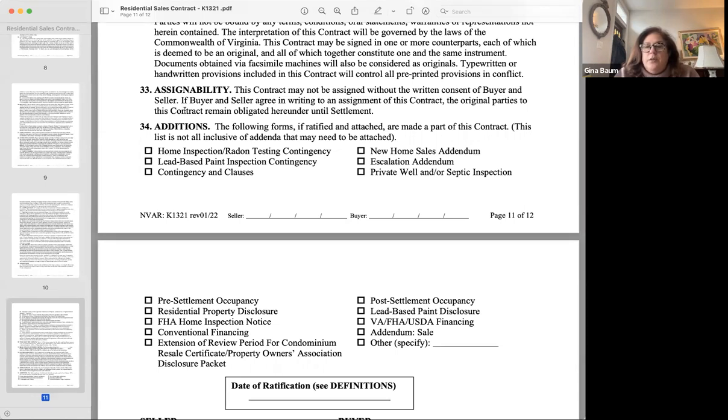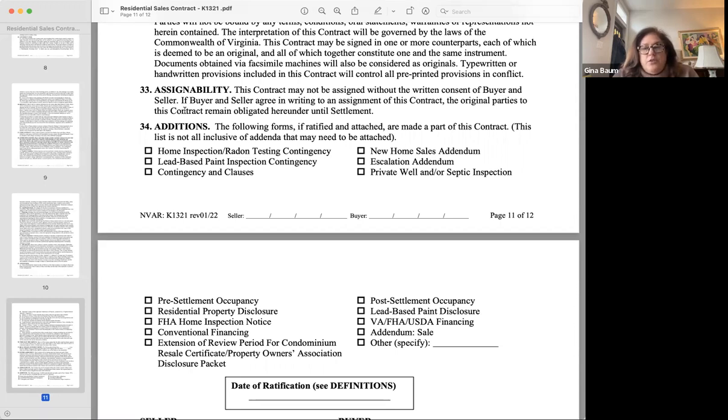So we have the ability to use an addendum, and if we have an additional something else we want to include in the contract, we would check that box or other, and you would put in another addendum that you are specifying. Okay. The box, date of ratification.